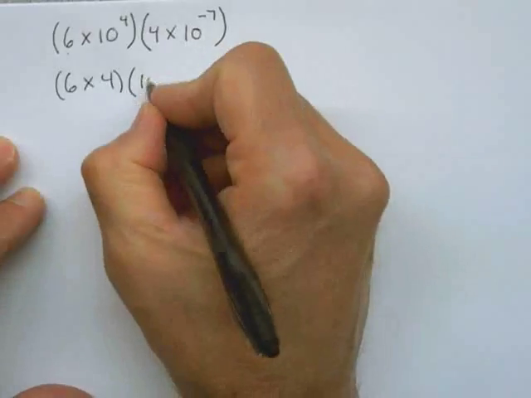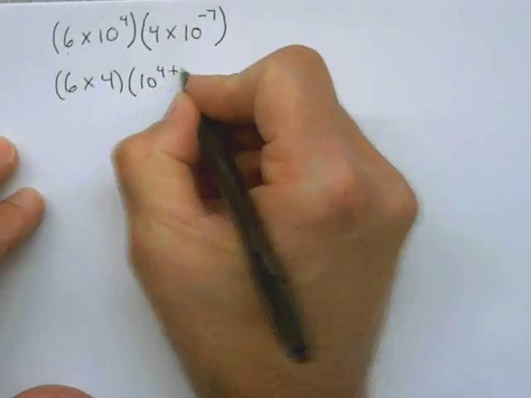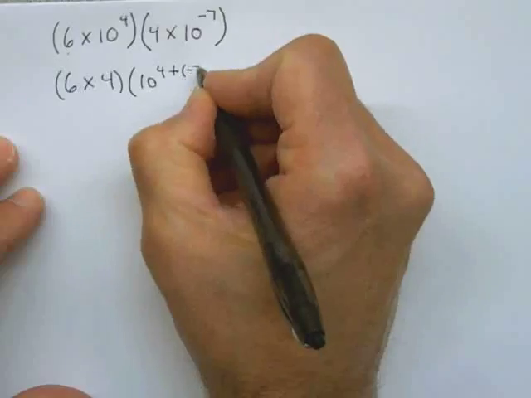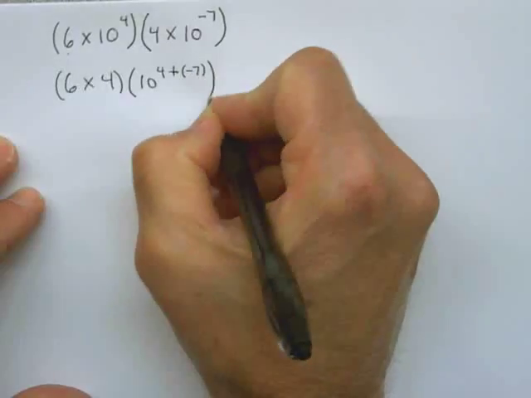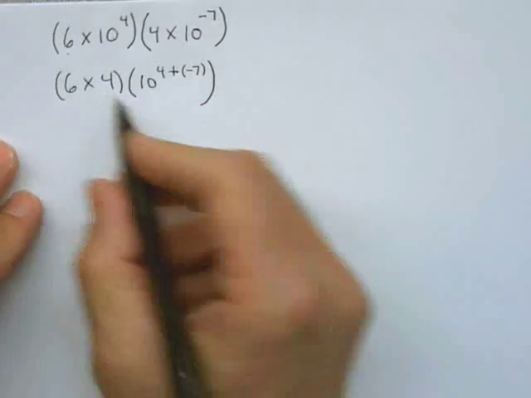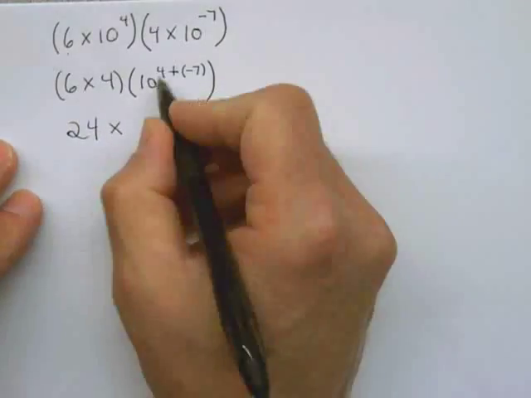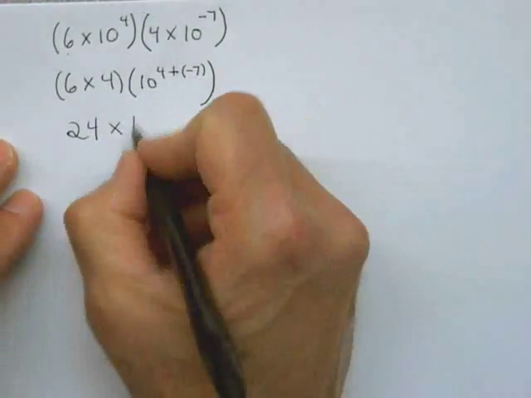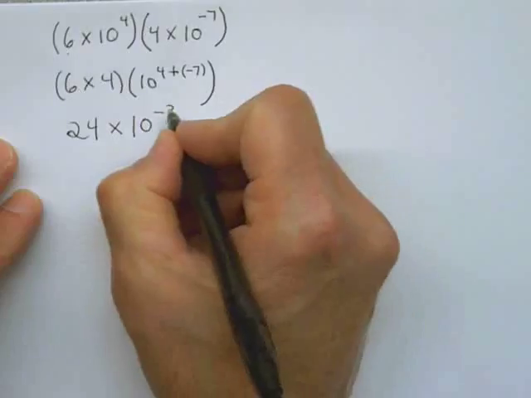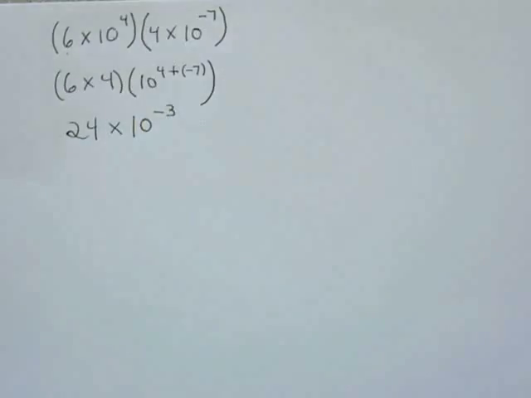So this is going to be 10 to the 4th plus negative 7. And 6 multiplied by 4 is 24. And 4 plus negative 7, of course, would be 10 to the negative 3rd. All right, I'm going to pause here for a second and give you a moment to see if you notice that there's something wrong with this problem.